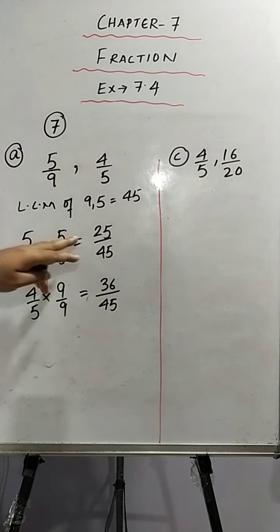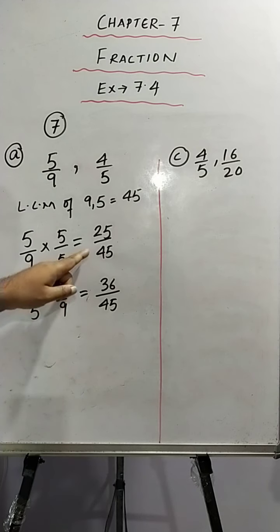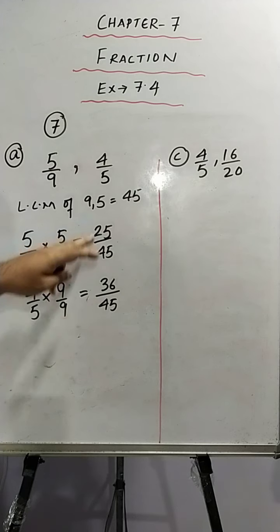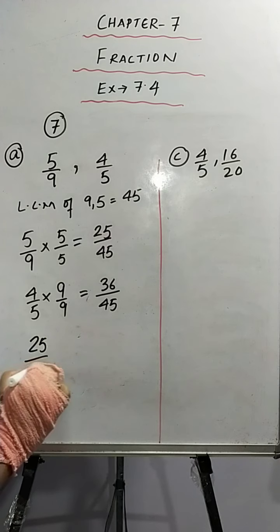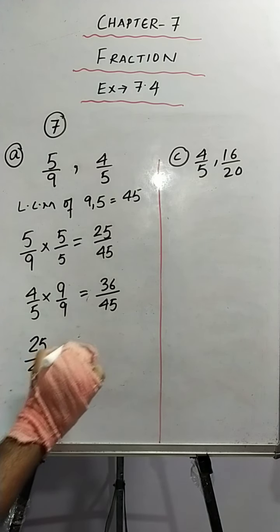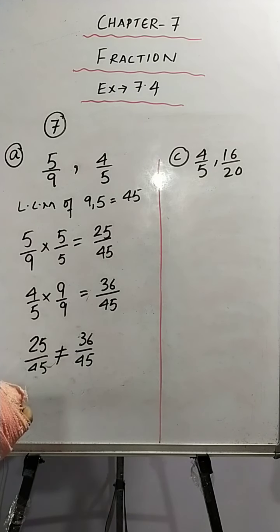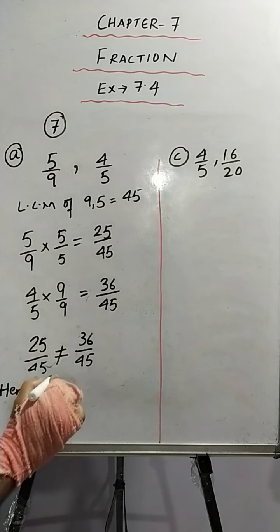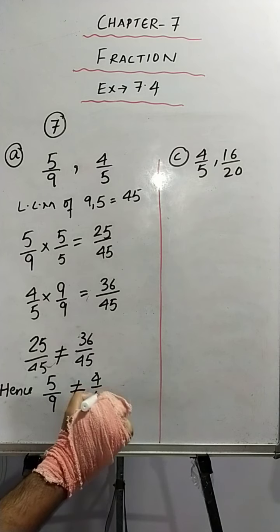Okay. Now, do you see these two fractions are equal? No, they are not equal, but they are like fractions. Why like fractions? Because they are sharing the same denominators now. But they are not equal because the numerators are not equal. Fine. So we will write that 25 by 45 is not equal to 36 by 45, isn't it? So hence these two are also not equal, because we are getting this answer from these two fractions only. So 5 by 9 is not equal to 4 by 5.